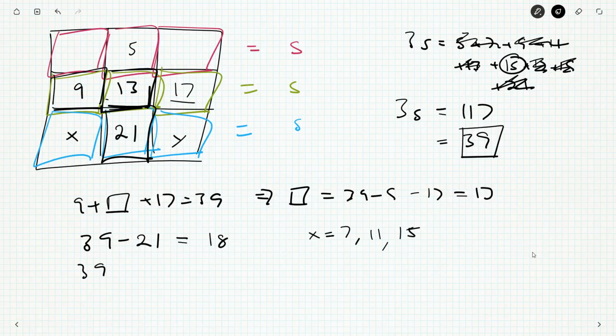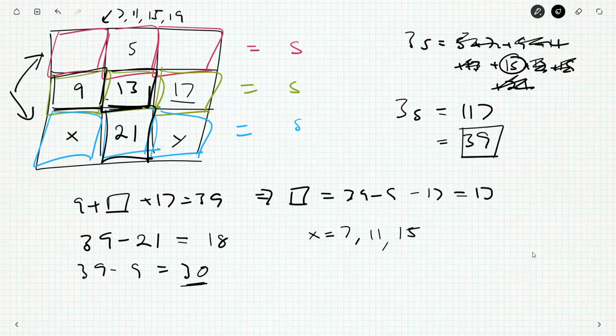Again, 39 minus 9 is 30, and so these two numbers have to add up to 30. Okay? So what numbers can go in this box here? Well, it can't be 5. 5's already taken. 7, certainly. Could be a 7. It can't be a 9. It could be an 11. Could be a 15. That's not taken. Or it could be a 19. Right? Now, that plus x must be 30.